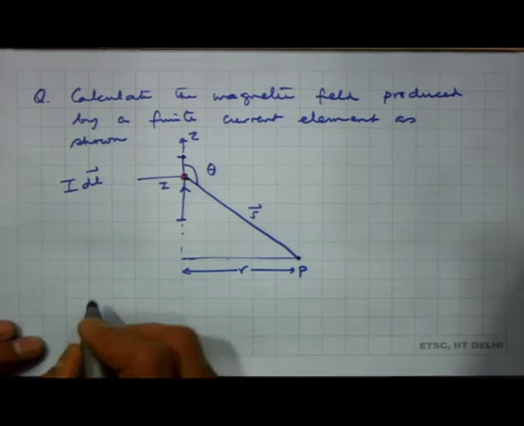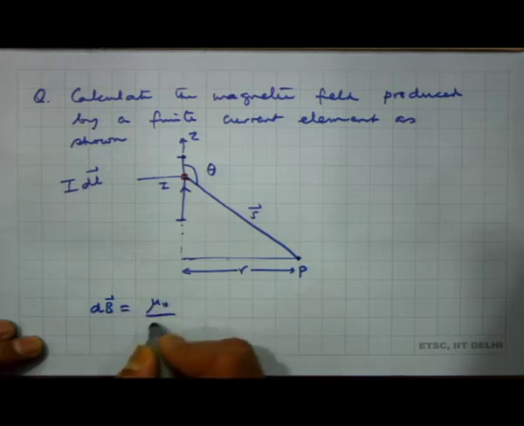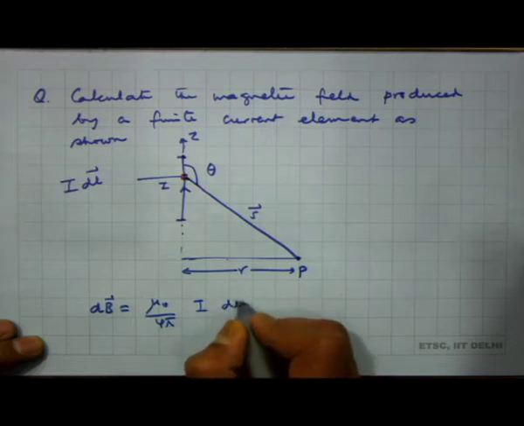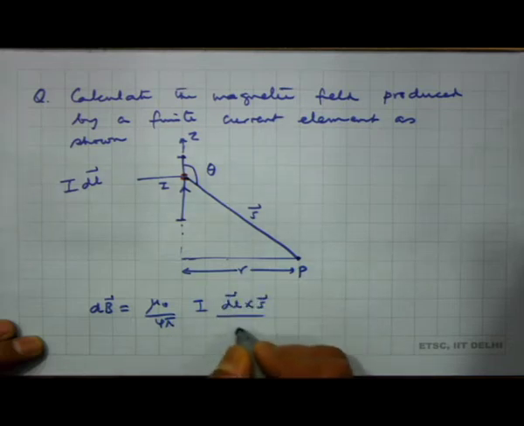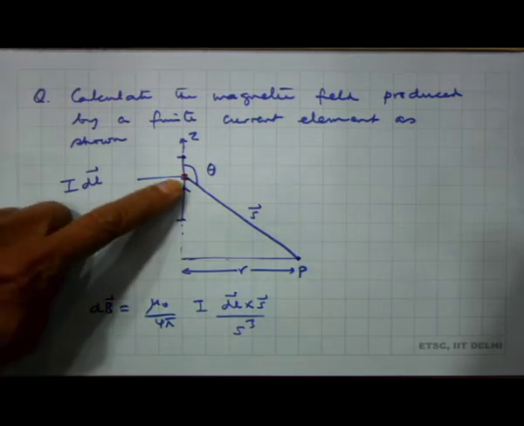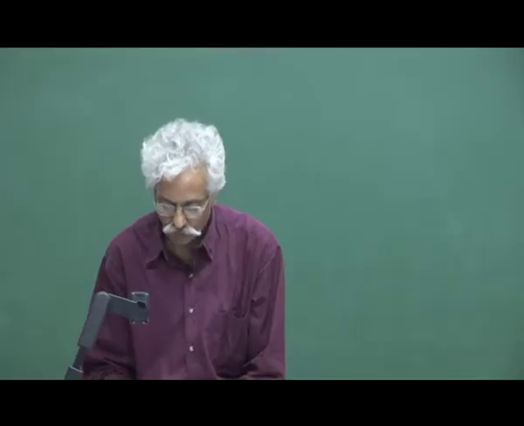And the magnetic field produced by this small current element, dB, will be equal to mu naught by 4 pi I dl cross s by s cube. Please remember, we had discussed this earlier in Biot-Savart law. The magnetic field produced by the small current element dl vector at this point will be mu naught I by 4 pi times dl cross s by s cube. And the total magnetic field will be obtained by integrating.